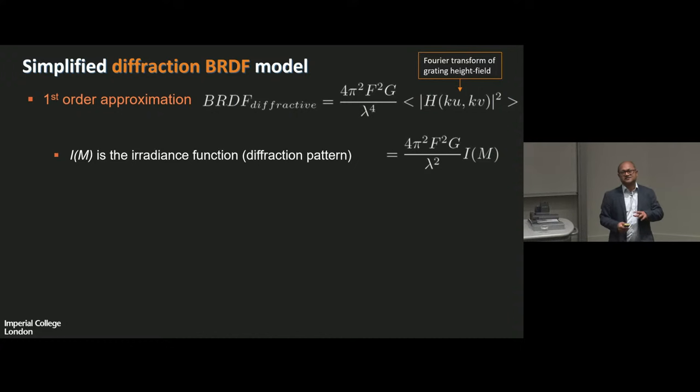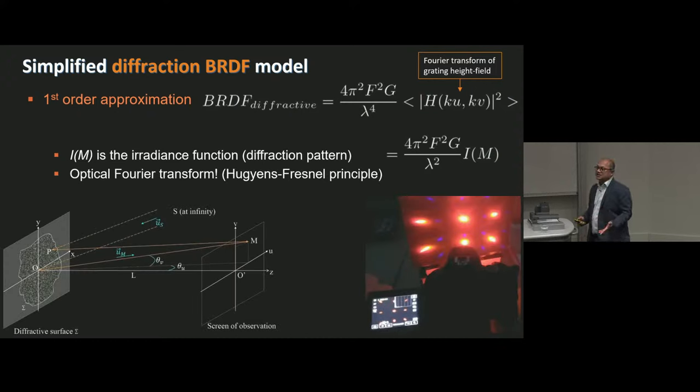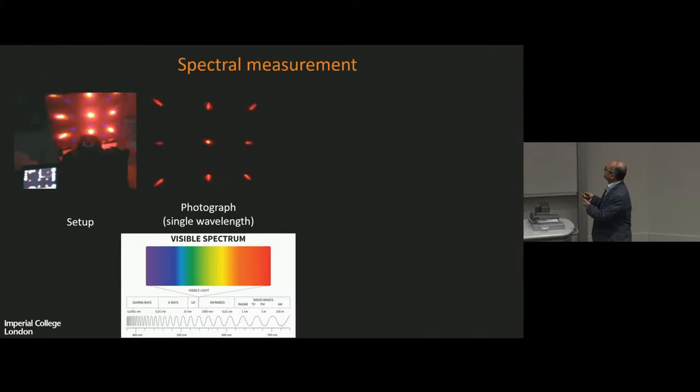So what we did was we first came up with a simplified diffraction reflectance model, which is based on a Fourier transform of the underlying height field, the diffraction grating. And then we made one more twist, which is you don't need to compute this Fourier transform, you can photograph it. Using the Huygens-Fresnel principle, we do an optical Fourier transform by actually illuminating the sample with a beam light, in this case, just a flash illumination. And what emerges on the sample, assuming it's large enough for you to see it, directly is the diffraction pattern, which means now we can just record it and drive our rendering model.